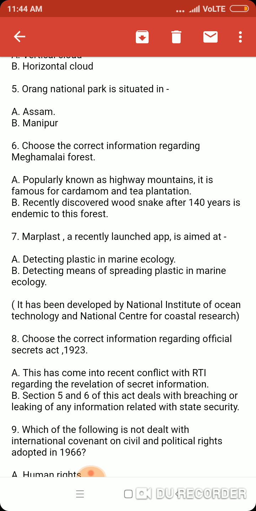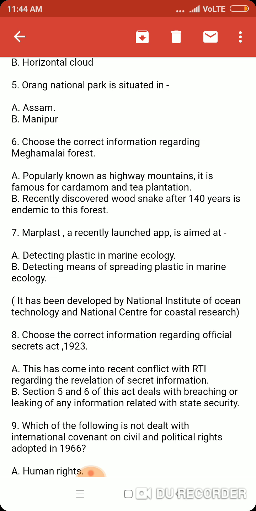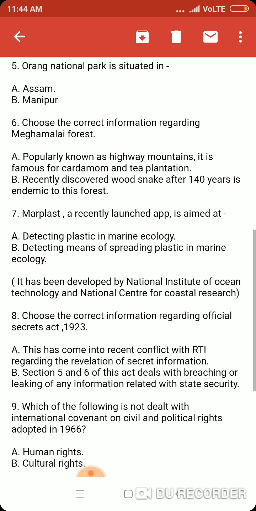Question number 5. Orang National Park is situated in Assam and Manipur. This context of Orang National Park comes from the tigress F103. This tigress is regarded as a very disturbing factor because it has taken many human lives as well as posing a threat to cattle. So the concerned forest department is trying to catch F103 but has not been able to till now. Recently it was spotted in and around Orang National Park. That's why Orang National Park comes into the news. This national park is situated in Assam.